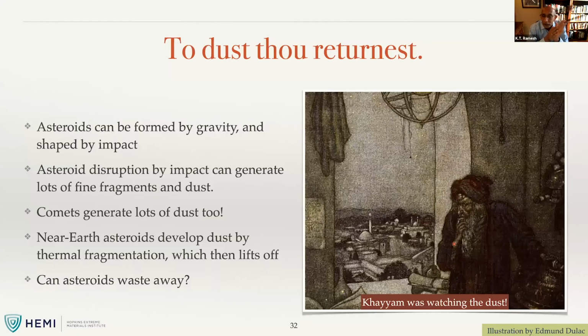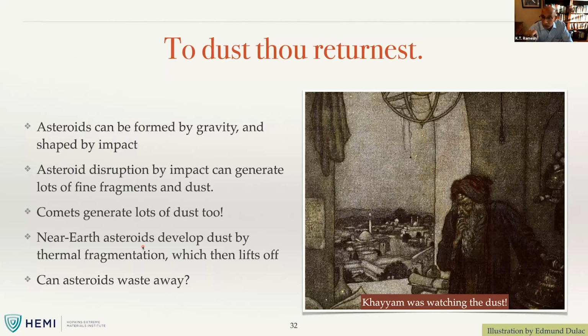So let's go back to Omar Khayyam. So asteroids can be formed by gravity. We saw that. Can be shaped by impact. We saw that. You can disrupt the asteroid by impact, and that generates fragments and dust. Comets, by the way, they generate lots of dust too. When you look at a comet's tail, you're often seeing dust, a dusty tail. The near-Earth asteroids develop dust also by thermal fragmentation because they get hot and cold. That dust then gets lifted off, gets out into space.